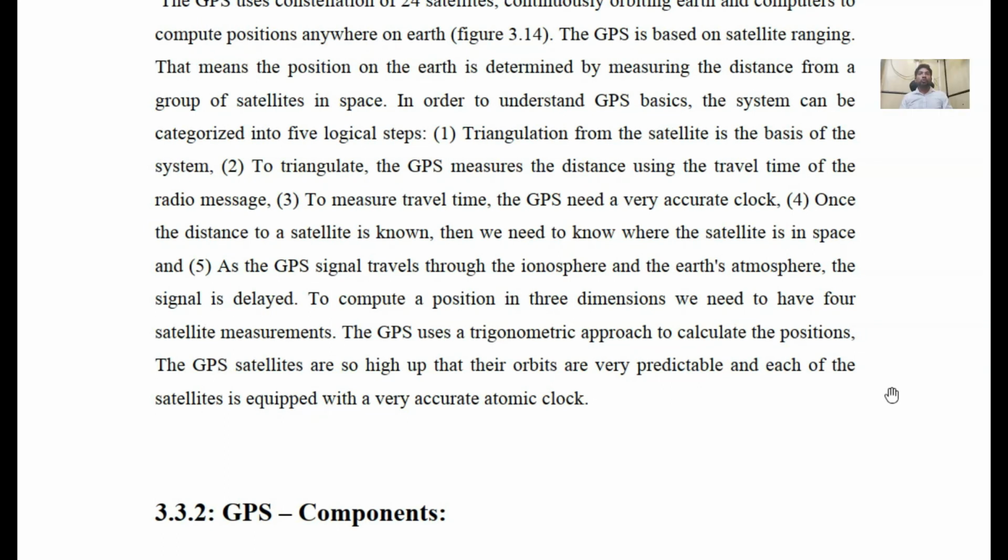GPS satellites are so high up that their orbits are very predictable, and each of the satellites is equipped with a very accurate atomic clock.